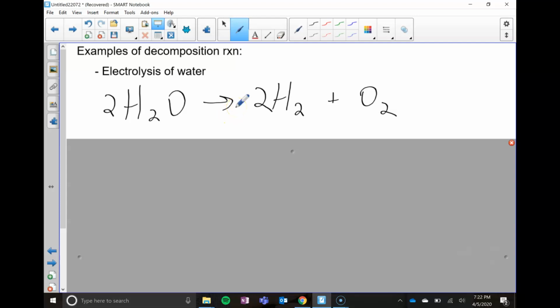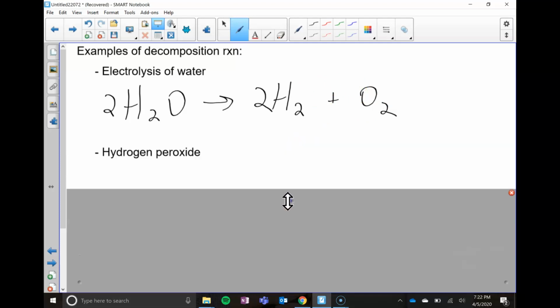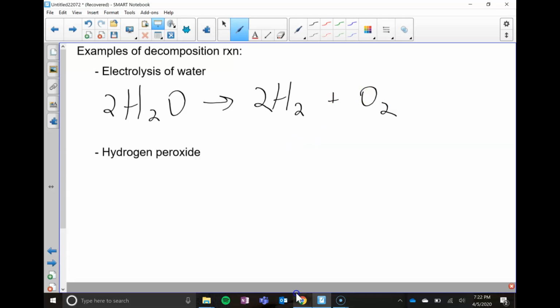It almost looks like a backwards equation because the reactants look like they're going over here, which technically would be the products in a decomposition reaction. The products are always on the right side. So you're starting with a larger component over here. Now, hydrogen peroxide. The decomposition of hydrogen peroxide.